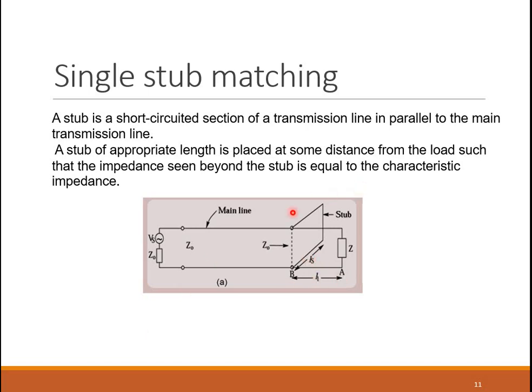So that is a stub. That is again a small section which is placed parallel to the main transmission line at a suitable distance from your load end. So this is a new section. The length of the stub is LS and it is placed at a distance L1 from the load end, from ZL. And the configuration is parallel. The stub is placed in parallel to the main transmission line.